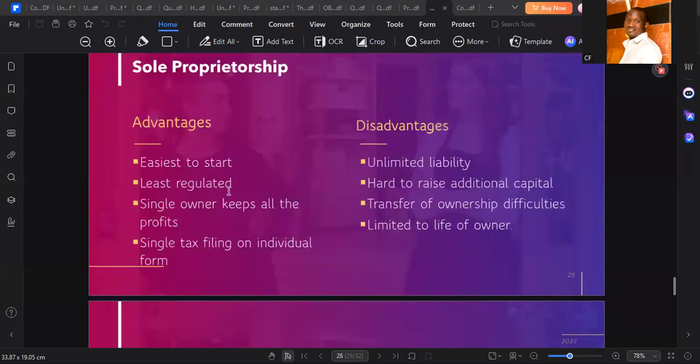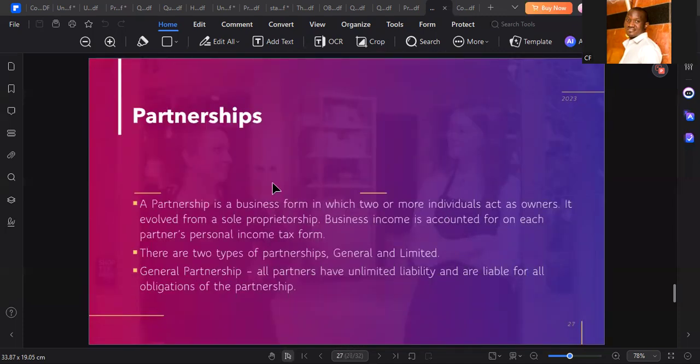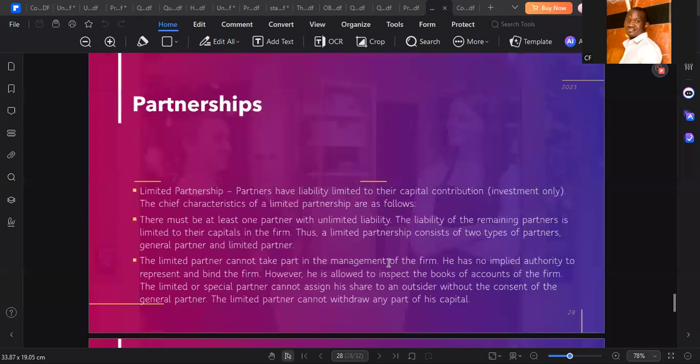So the proprietor is easy to start and least regulated, and they file a single tax as an individual. They have unlimited liability and find it hard to raise funds. Transfer of ownership is difficult and is limited until the owner dies. Partnerships are formed in two ways: general and limited partners. General partners are all liable for the obligations. And the document that is produced is called a partnership deed, which may be oral or written.